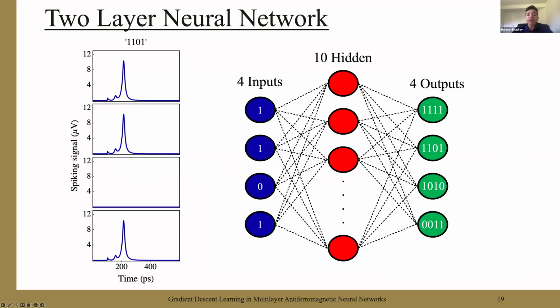To first ensure that our gradient descent algorithm works with AFM neurons, we build a simple two-layer neural network. This neural network has 4 input neurons, 10 hidden neurons, and 4 output neurons. And each layer is fully connected to the previous layer via trainable weights. The patterns we're going to be using in training are a binary spiking pattern that spans the 4 input neurons. A 1 in the patterns means the associated input neuron fires a single spike within a certain time window, and a 0 means the neuron does not fire.